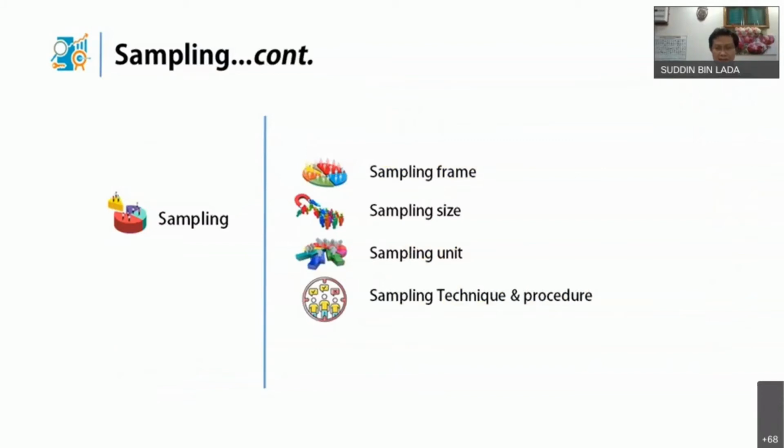Okay, to justify your selection of your method or technique, whether probability or non-probability, we need to look specifically at: number one, the sampling frame. Number two, the sampling size. Number three, the sampling unit. And number four, the sampling technique and procedure. This is very, very important for every student to justify the sampling method and sampling technique. Okay, we go one by one here.